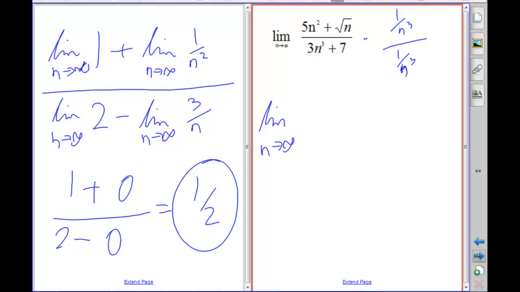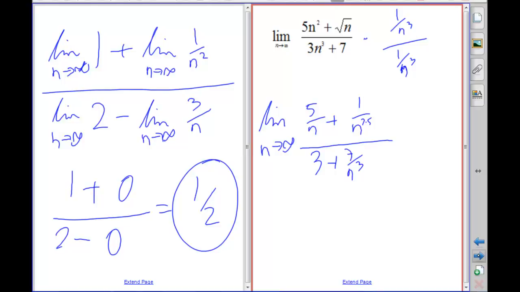If this was n to the negative 3, I'd write it as 1 over n cubed up here. Could you write 1 over n to the 4th? No, you could not. Don't do that. Square root of n is not 1 over n squared. No, it's n to the 1/2 power. It's not 1 over n. Square root of n is n to the 1/2 power. So we got 5 over n plus the square root of n over n cubed, which is 1 over n to the 2.5, because we get a half power here and we're divided by 3 powers there, all over 3 plus 7 over n cubed.